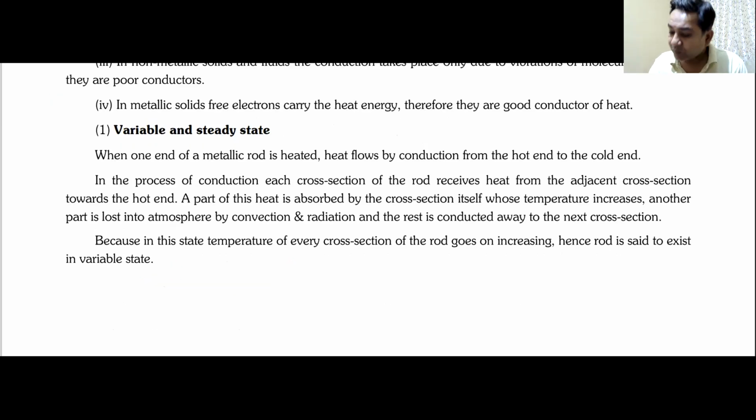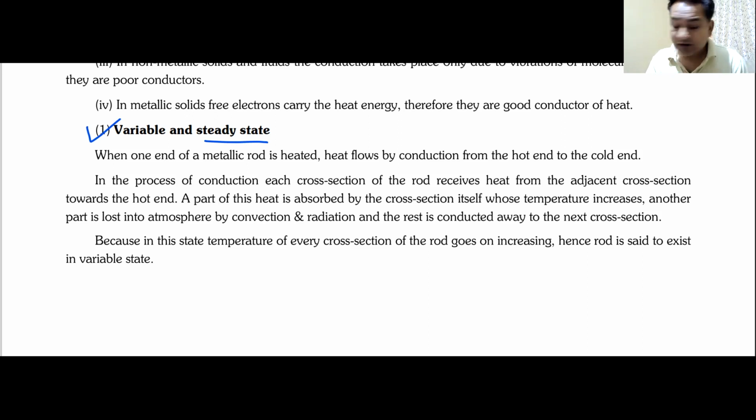Okay, we have also seen what is variable state and a steady state. In variable state, the temperature of different sections will be different, but they keep on changing with time. But in steady state, these different temperatures will remain constant with time and the temperature gradient becomes constant. Do we remember this? Yes, sir.